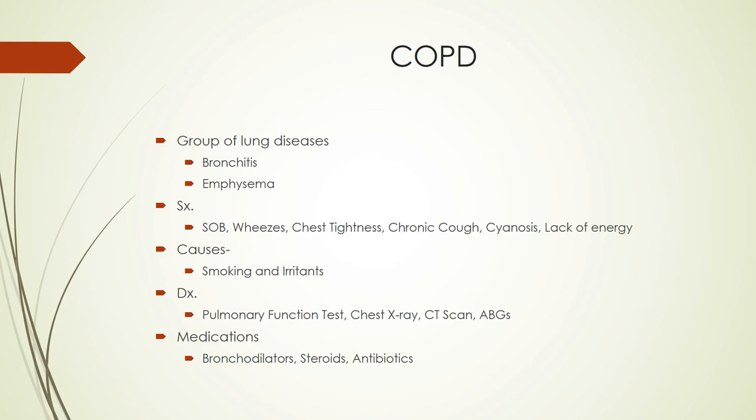Wheezing is also another symptom that you actually can assess. The chest tightness is because of the fact that they're wheezing and they have shortness of breath. They will always have a chronic cough because they're not able to move all the mucus and all the fluid that's collecting in their lungs well enough. The cyanosis is because the alveoli aren't working as efficiently, and because of that, there's lack of energy.